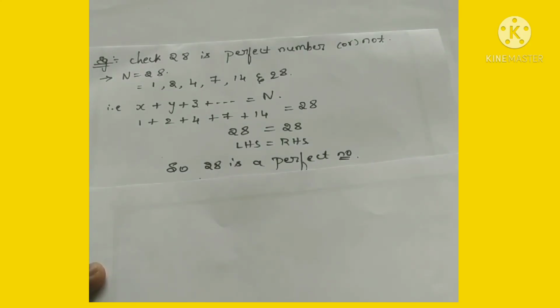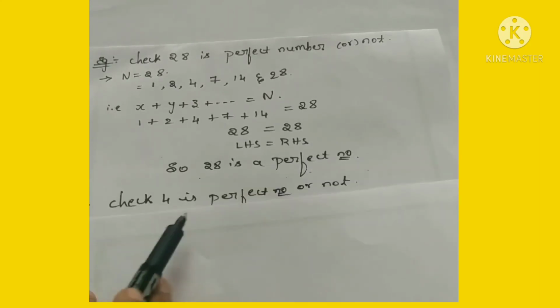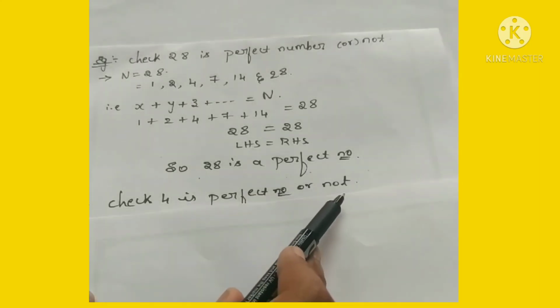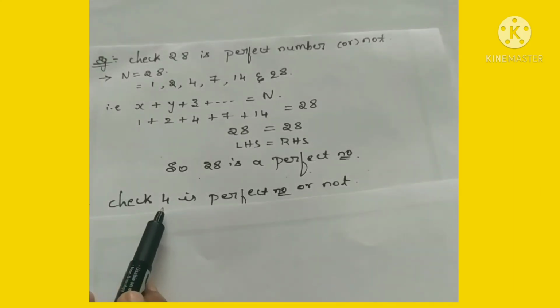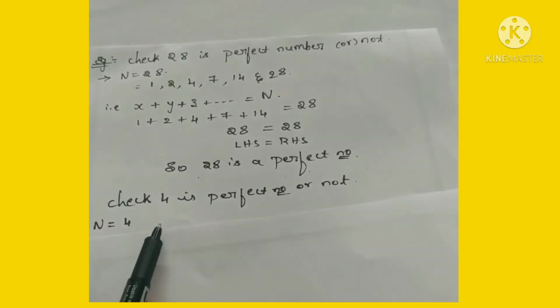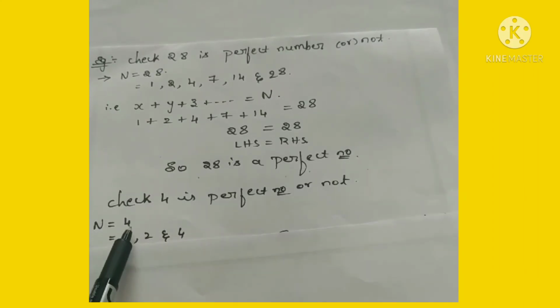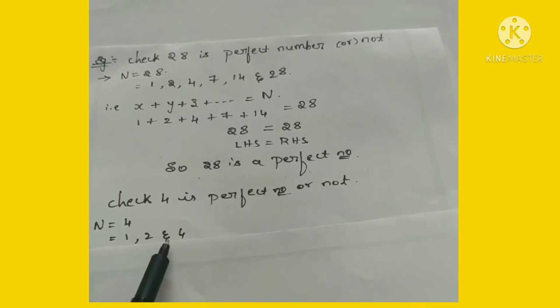Next I will give one more example. Check whether 4 is a perfect number or not. For this I take n equal to 4. Then I find out the factors of 4. 1, 2, 4 are the factors of 4. Now I will apply the condition, that is x plus y plus so on, which is equal to n. Here n is equal to 4.